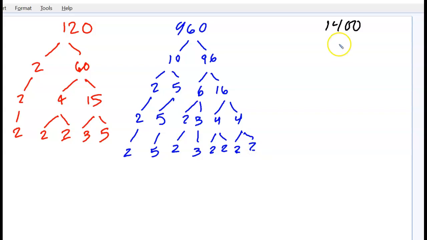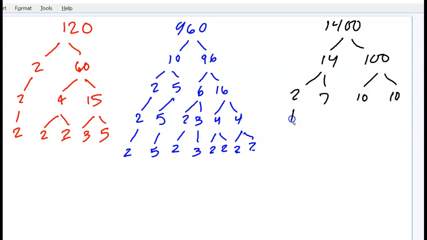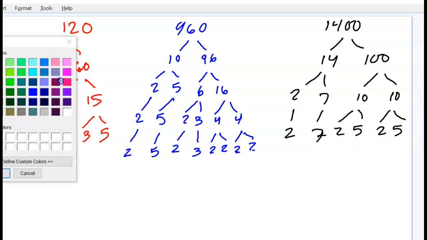And for 1400, we're going to break that down into 14 times 100. 14 is 2 times 7. And 100 is 10 times 10. Again, this is going to break down into 2 and 5, and 2 and 5. This is a 7. All right, so now to find the greatest common factor, I'll get another color here.